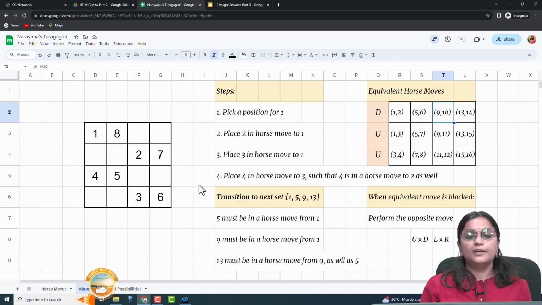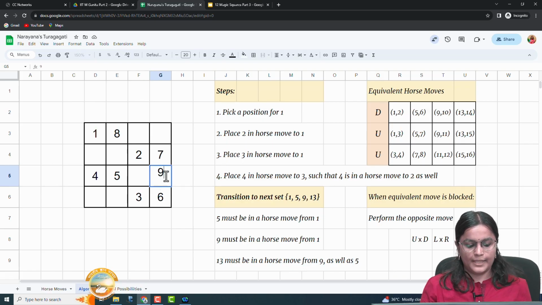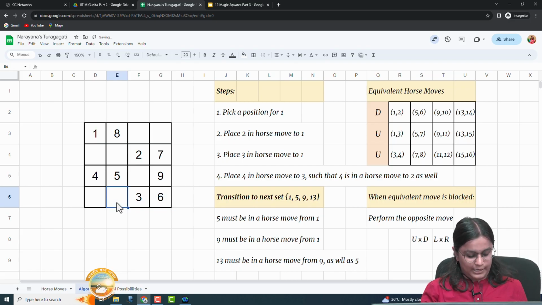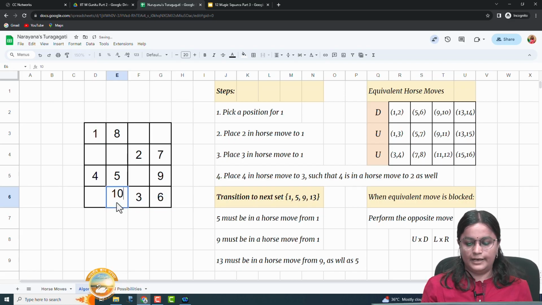As we see in our steps column here, 9 must be in a horse move from 1. Now, in our magic square, we can see that all other positions for horse move from 1 are occupied, but this one square, which is where we will place our digit 9. 9 and 10, because of the law of equivalent horse moves, must be in a down move. So, moving down and tracing the path, we will see this is where we can place the number 10.